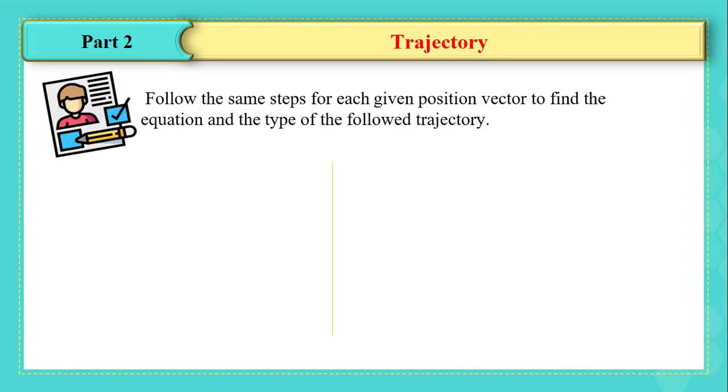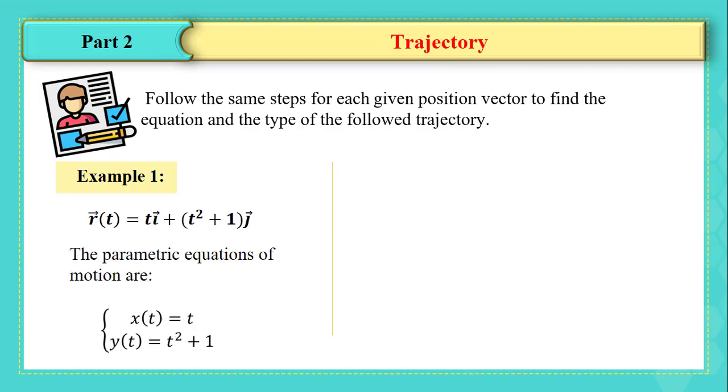Follow the same steps for each given position vector to find the equation and the type of the followed trajectory. For example, if r of t is equal to t i plus (t squared plus 1) j, then the parametric equations of motion are x of t equals t and y of t equals t squared plus 1.